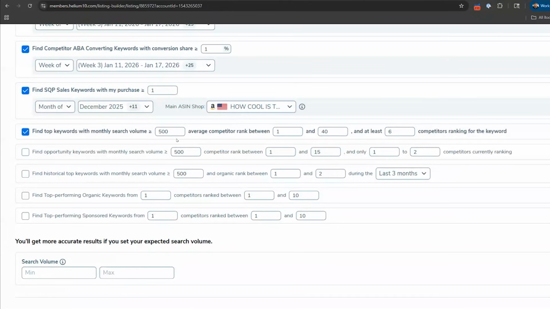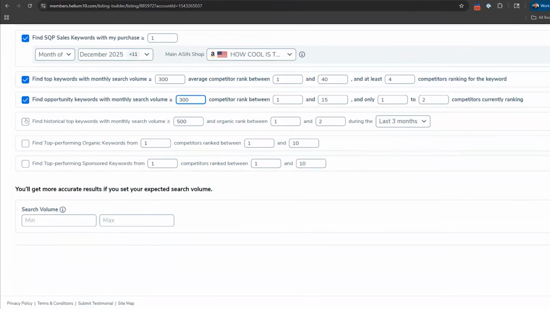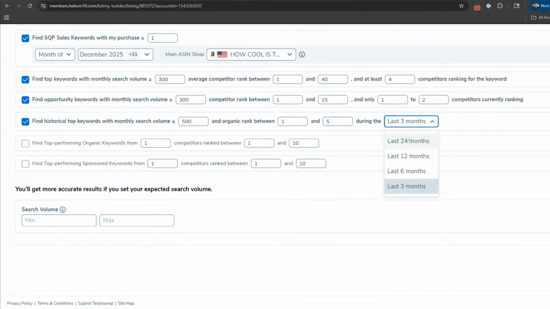You know what? Tell me any keywords that has more than 300 searches where the average competitor rank of all my competitors is between 1 and 40, and at least 4 of them are ranking for the keyword. You know what? Show me the opportunity keywords, where there's 300 search volume and only 2 products are in the top 15. You know what? Find me the historical keywords where a product is ranking between 1 and 5 in the last 6 months and has search volume of at least 300.